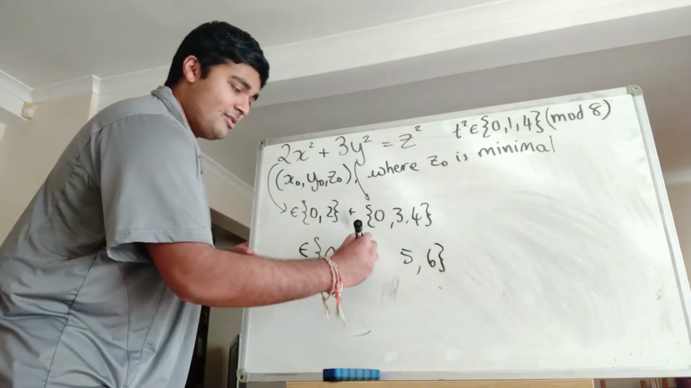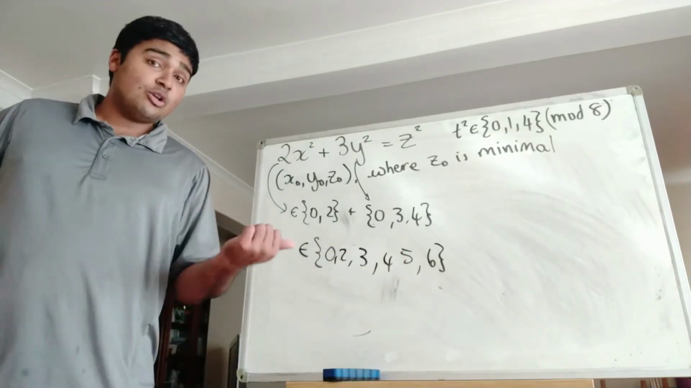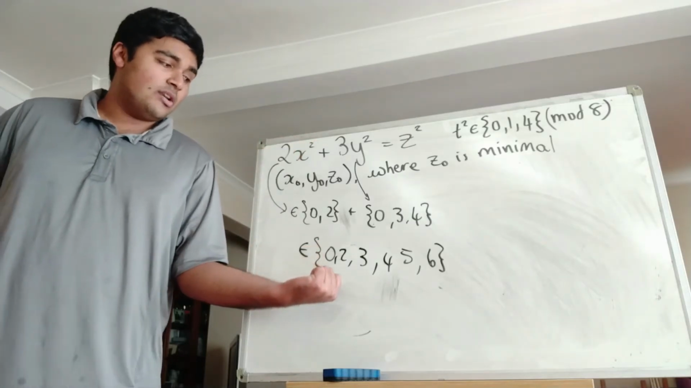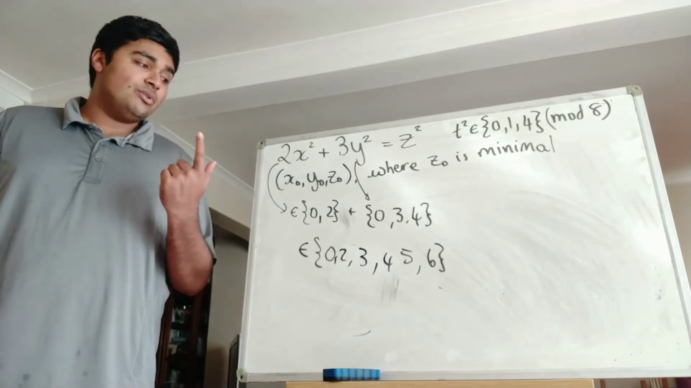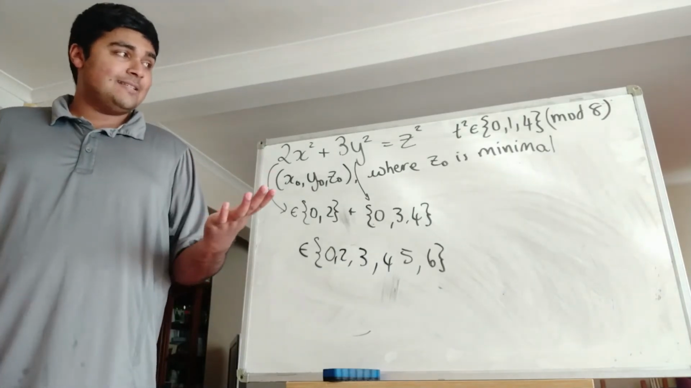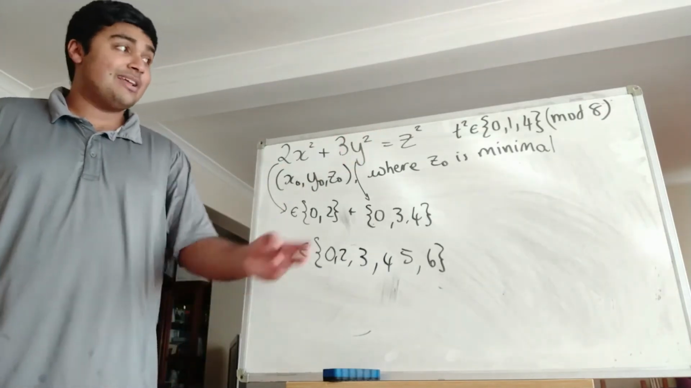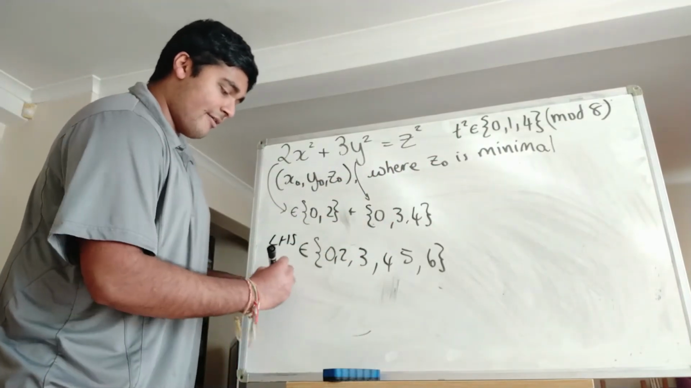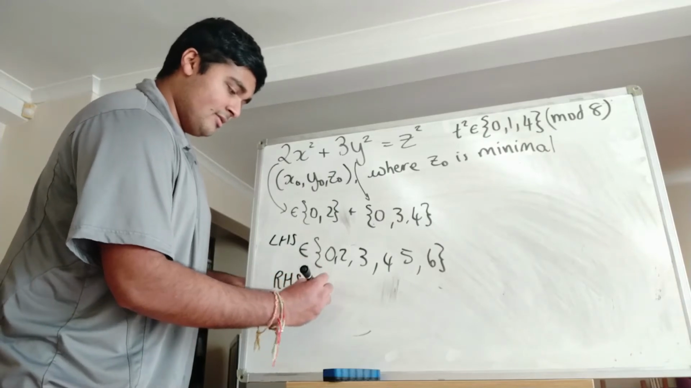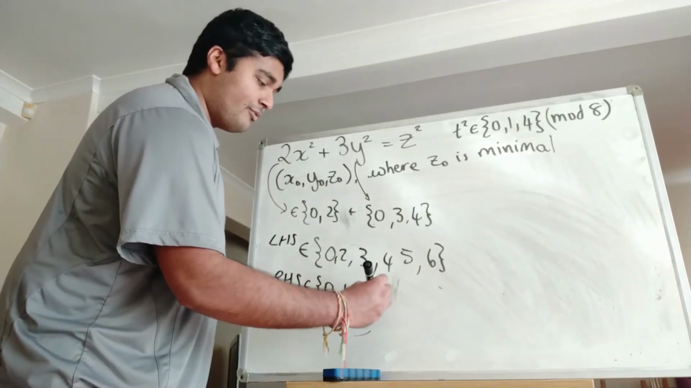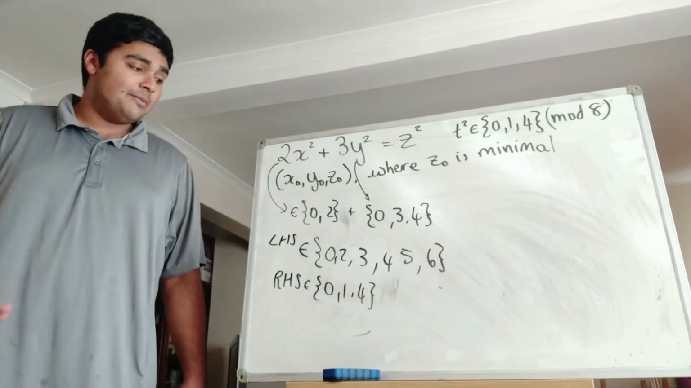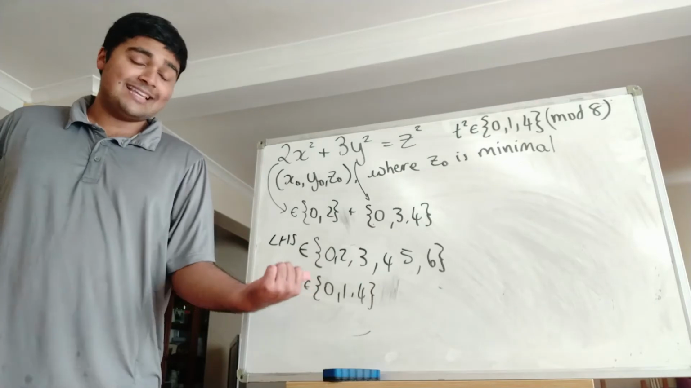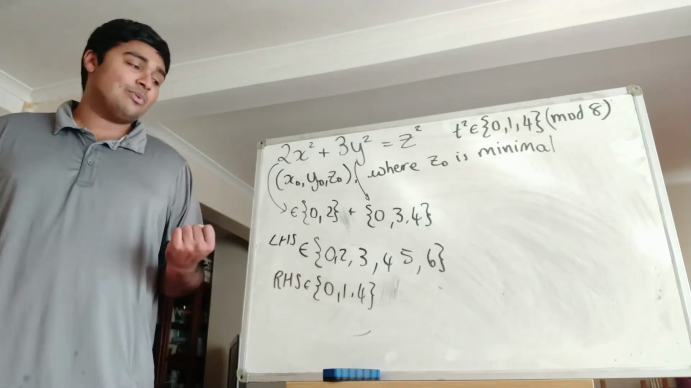So all in all, when we look at our left-hand side mod 8, it's going to be one of these numbers: either 0, 2, 3, 4, 5 or 6. But our right-hand side is just a square number, so it's going to be 0, 1 or 4, because z squared is obviously a square number. So our left-hand side has to be in this set, our right-hand side has to be in this set, but of course our left-hand side has to equal our right-hand side.